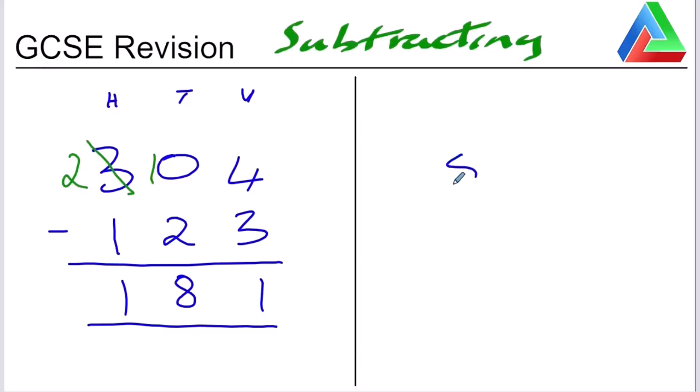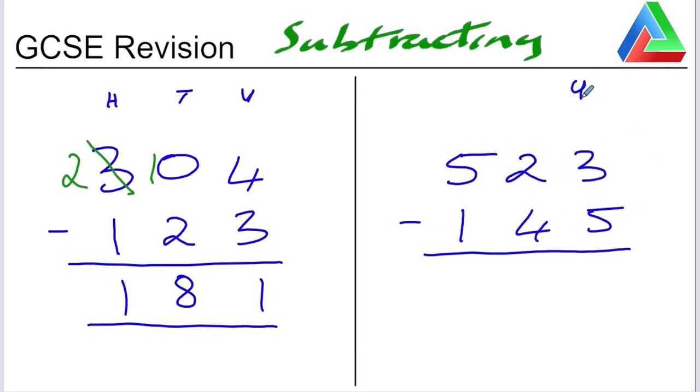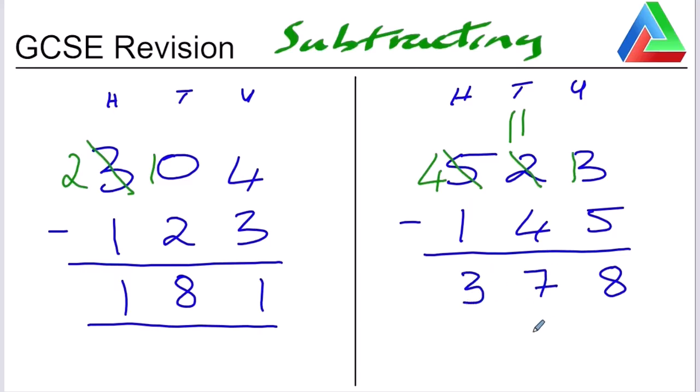And the last one for this section, 523 subtract 145. 3 subtract 5 we can't do, so we go to the tens column. We take one of the tens, so now we've got 13 units. Subtract 5 is 8, that leaves us with 1 ten. So 1 ten subtract 4 tens we can't do, so we go to the hundreds, and then we take one of the hundreds and put it in the tens column. So we've got 11 tens take away 4 tens. 11 take away 4 is 7. And then we've got 400 subtract 100, which gives 378.